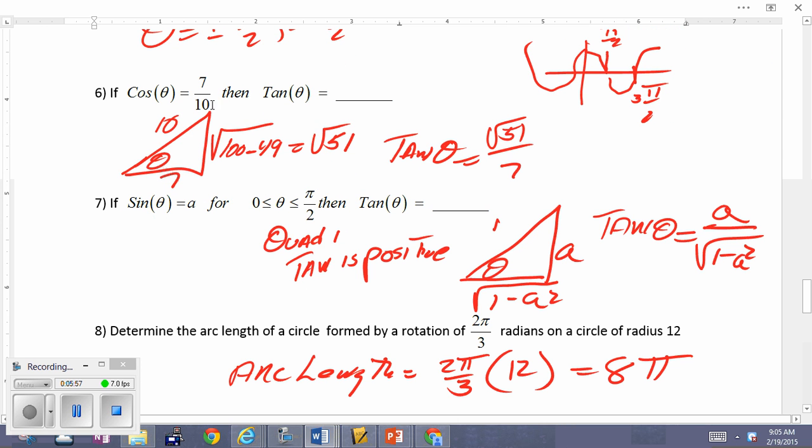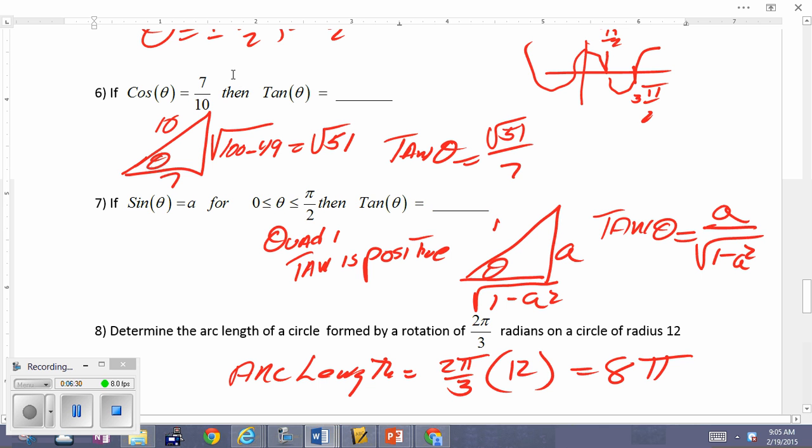Cosine of theta equals 7 tenths, so we have to construct the right triangle. Cosine is adjacent over hypotenuse, so that's 7 over 10. The Pythagorean theorem tells us the missing side here is root 51, so the tangent of theta is radical 51 over 7. If the sine of theta is a, then what is the tangent of theta, assuming we're in the first quadrant? Everybody's positive in the first quadrant, so no worries there.